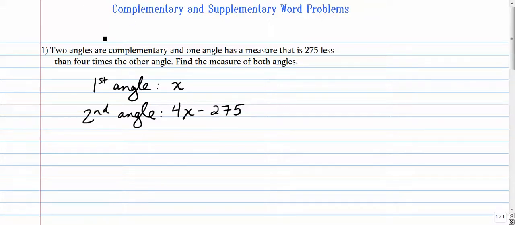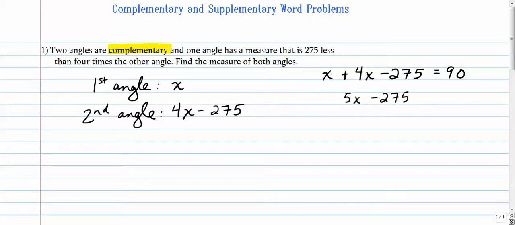Okay, so they're complementary. That's kind of important. Complementary, of course, means that the two angles add up to 90. So we're going to take them and set them into an equation. Angle 1 plus angle 2 equals 90. Combine. Add. And divide.